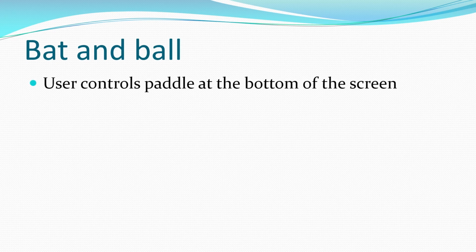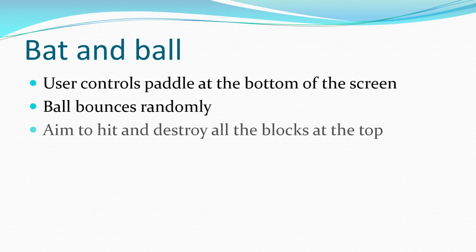So for this we need the user to control the paddle at the bottom, which is just a block going left to right. One of the problems with that is you don't want them to go off the screen. You want to program it to stop them from going off the screen, so when they hit it, it stops. But you also want them to be able to go back the other way from the screen. You want the ball to bounce randomly, so we're going to create a ball that just bounces around the screen randomly. The aim is to hit and destroy all the blocks at the top, so there's going to be a row of blocks at the top, and the aim of it is to bounce against them and destroy them.